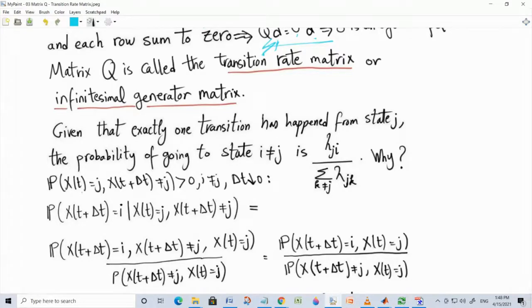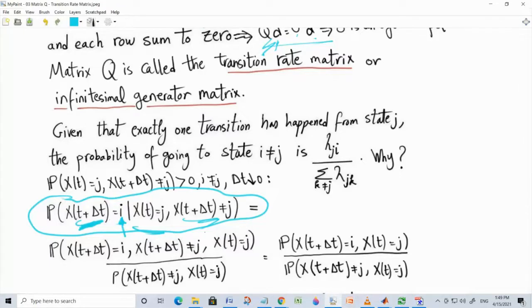To be specific, this is the probability that I'm interested in. What are we conditioning on? X of t is j. So at time instant t, we are in state j. X of t plus delta t is not j. So you are sure that at time t you are in state j, and at time t plus delta t you are not in state j, which means that you made a transition to some different state. So what is the probability that this other state, the state at t plus delta t, is specifically i?